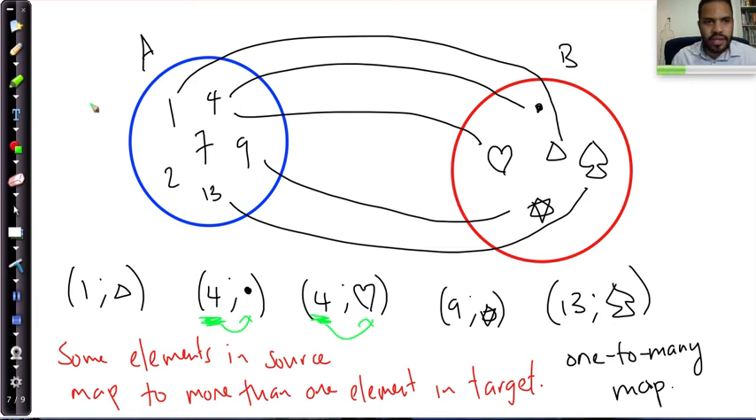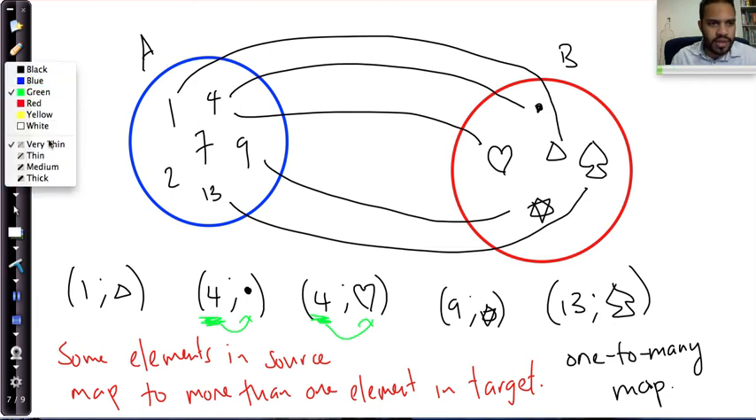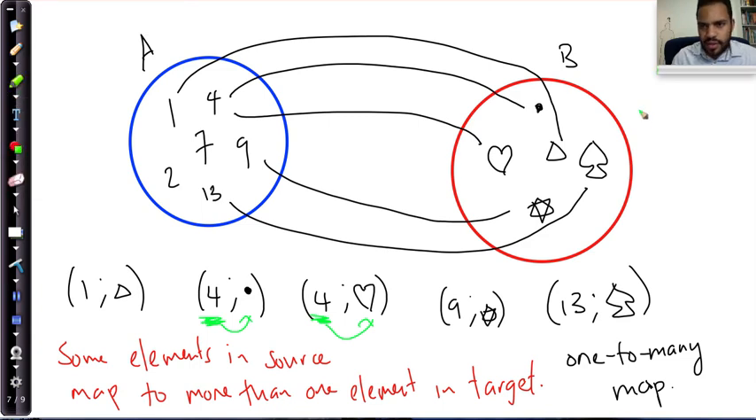Let's just get a thick pen because I'm writing in green, so I'm just going to put there not a function. It certainly is a relation because it's a map from one set to another, but it is not a function because a function would only take things here and map to exactly one thing there. So whenever we see something that's a one-to-many map, it's not a function.